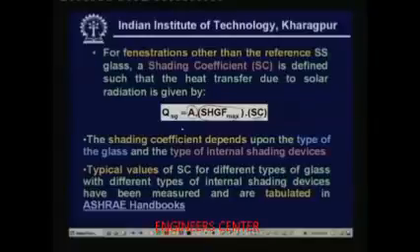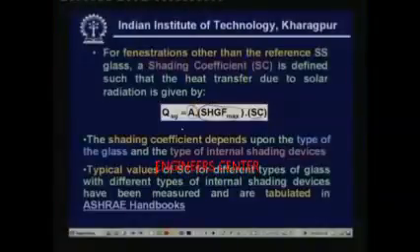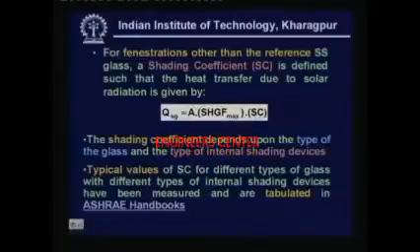You can use a wide variety of internal shading devices, as you know very well. If you want to shade the window from radiation, you can use curtains, Venetian blinds, rollers like that. So the shading coefficient depends upon what kind of internal shading device you are using, and also on what kind of glass you are using, whether it is a double glass or a single glass, etc. Typical values of shading coefficient for different types of glass with different internal shading devices have been measured and are tabulated, for example, in ASHRAE handbooks. So, let me show a typical table.